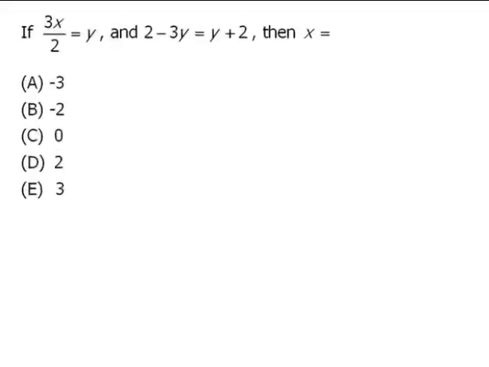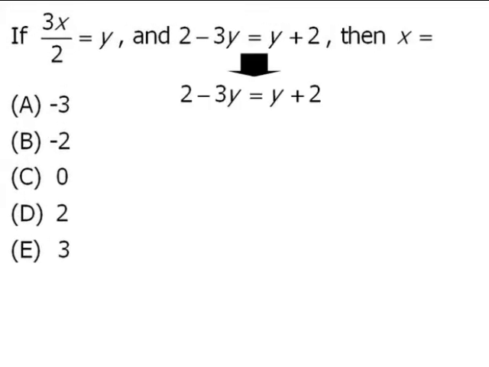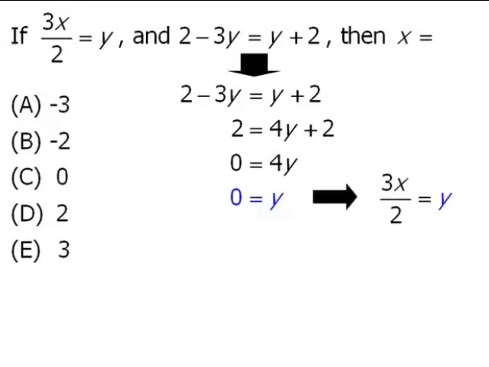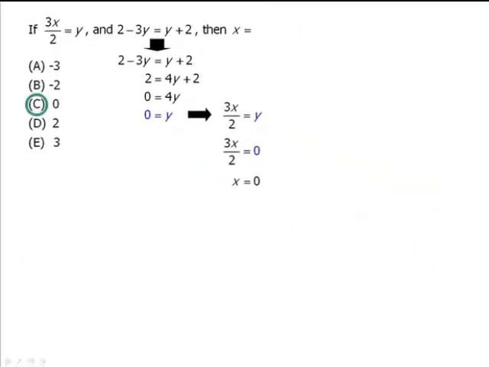Okay, let's begin by solving this equation for y. First, we'll add 3y to both sides of the equation, and now we'll subtract 2 from both sides. From here, we can divide both sides by 4 to see that y equals 0. We'll now take our other equation and replace y with 0. From here, we can see that x must equal 0, so our answer is C.